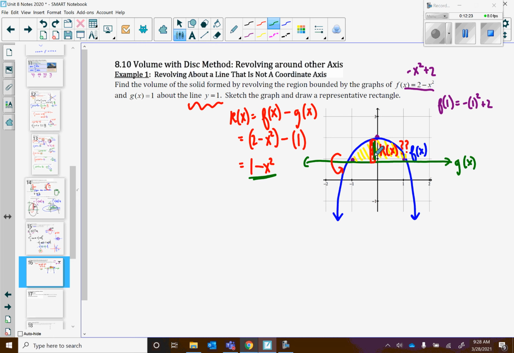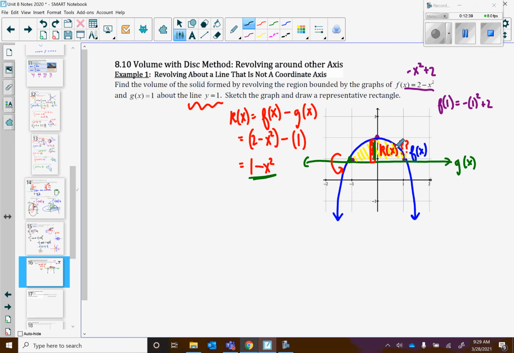Now that we have the radius, finding the region, sorry, I had to pause because I had to cough. Finding the area of the region hopefully will not be so challenging.